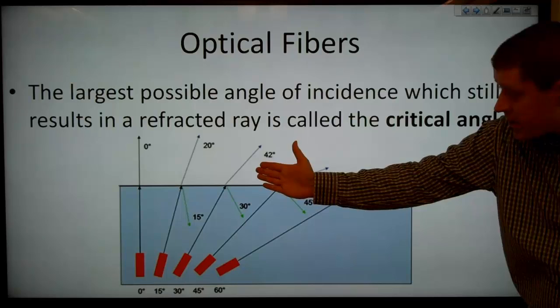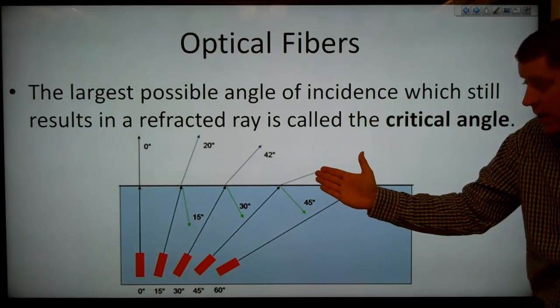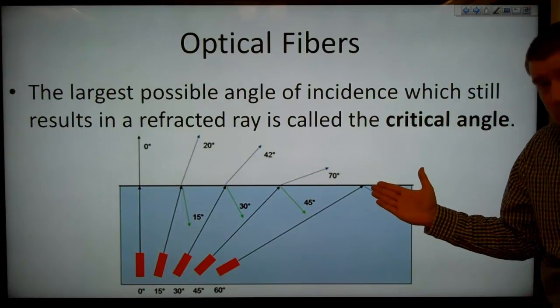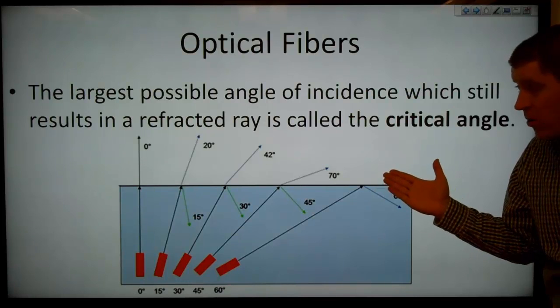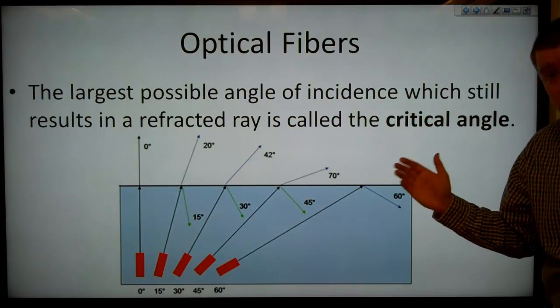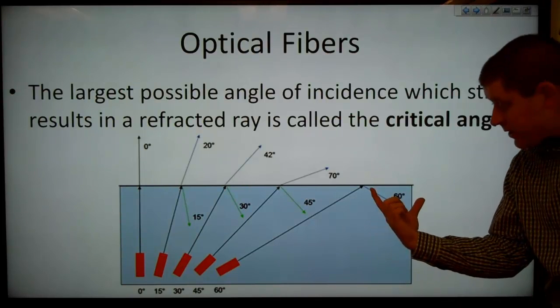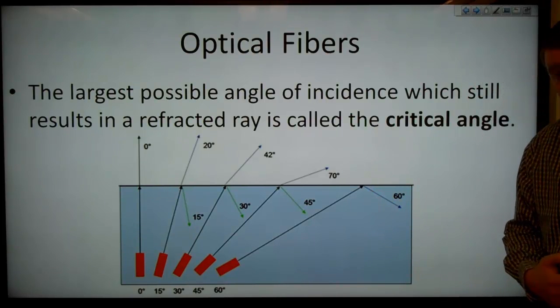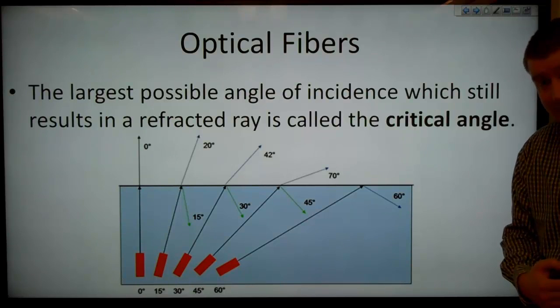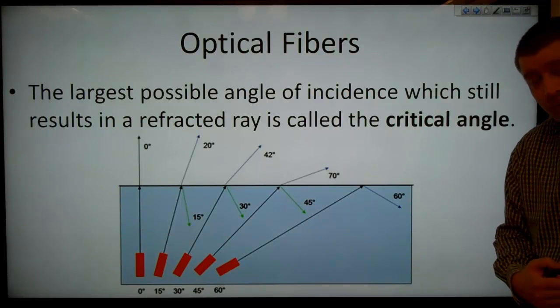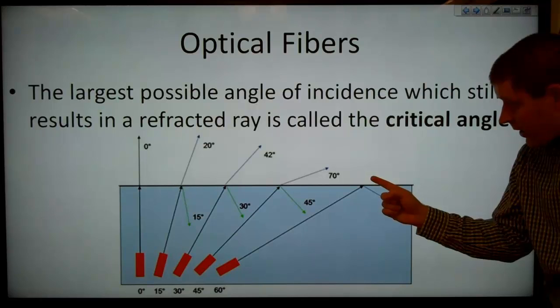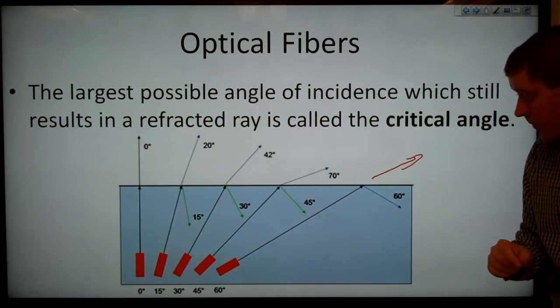And as we increase the angle, at some point we get to a point at which now we can no longer get sine of theta to be greater than 1. And that means that all of the light instead has to be reflected, and none of it can be refracted. So none of the light can go this way.